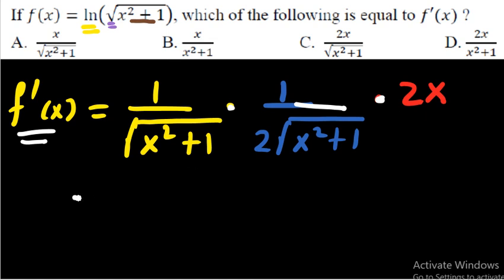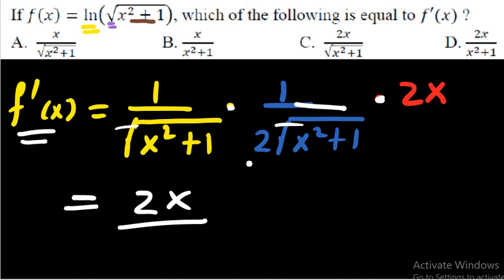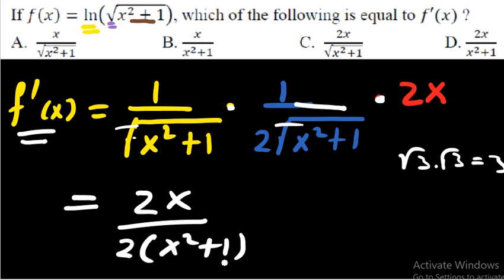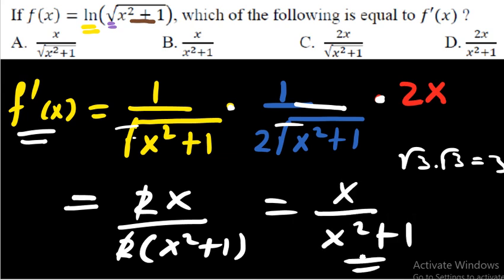It is 2x. Then finally, let us simplify. The numerator part is 1 times 2x. It's going to be just 2x. The denominator part, when you multiply the two, square root cancel, because they are the same. Like radical 3 times radical 3 will be just 3. So radical something times radical something, if that something is the same, the radical will go away. So 2 times what remains? X squared plus 1 remains. So cancel 2 by 2 here. So finally the answer will be x over x squared plus 1, which is found at B.